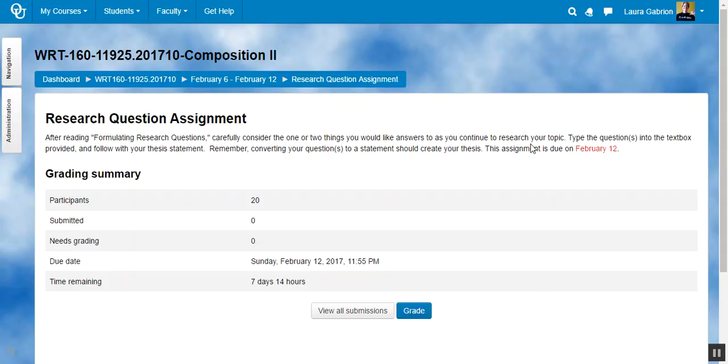So for example, how do dialogic feedback practices influence student self-efficacy? Turning that into a statement would be: dialogic feedback practices have the ability to influence student self-efficacy, or something like that. Now remember, the questions themselves are still in tentative form. The thesis is in tentative form, but this will help you as you move forward to the next phase of your research.